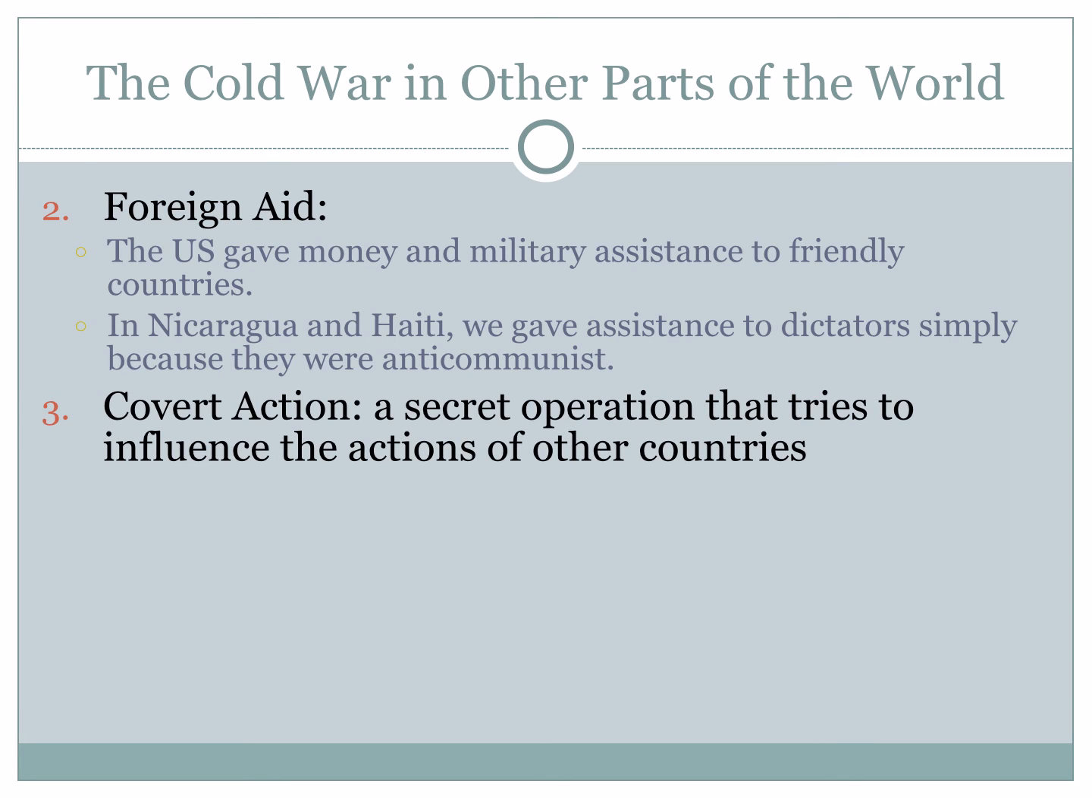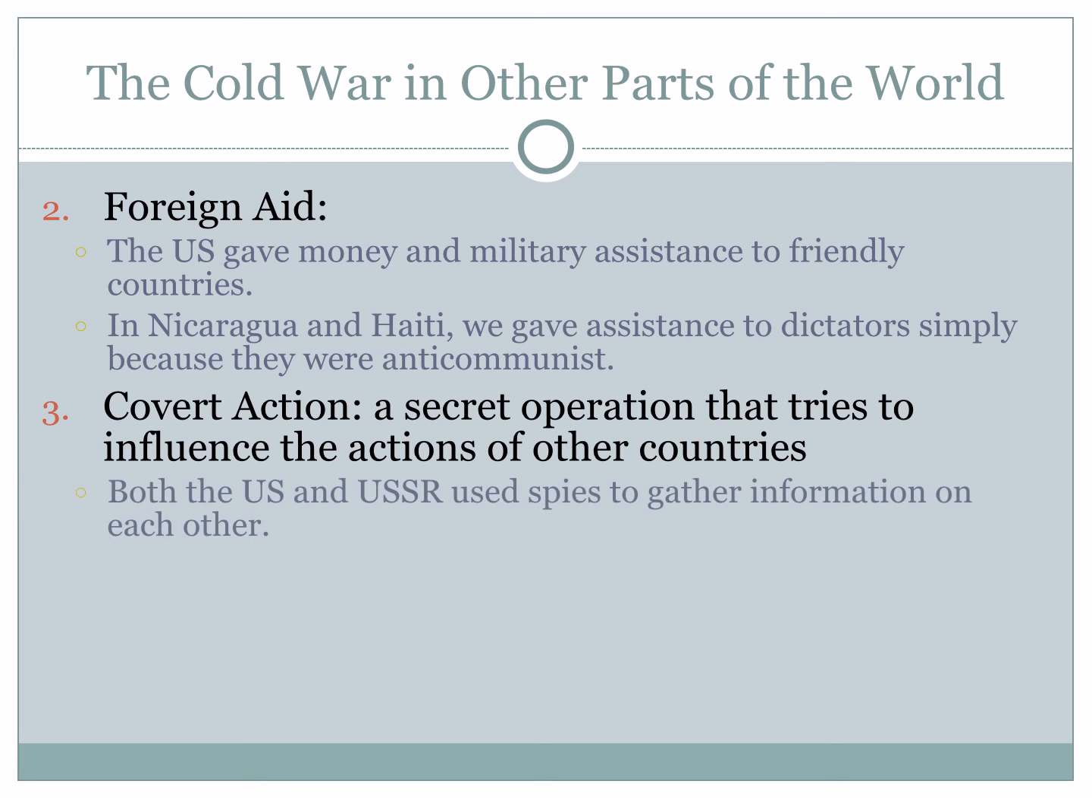Covert action is a third method that we use to resist the spread of communism. Covert action simply means a secret operation that tries to influence other countries. So think CIA and sort of spying and other sort of covert secret actions. We already know that both countries, the U.S. and the USSR, use spies to gather information on each other.